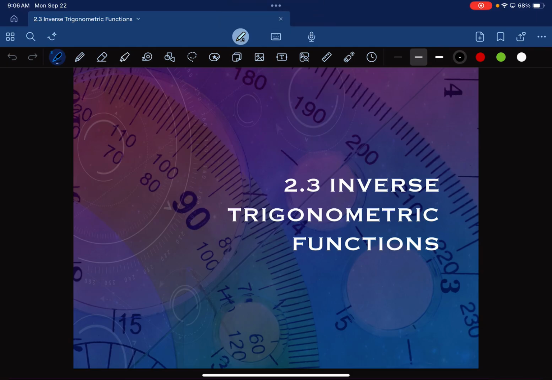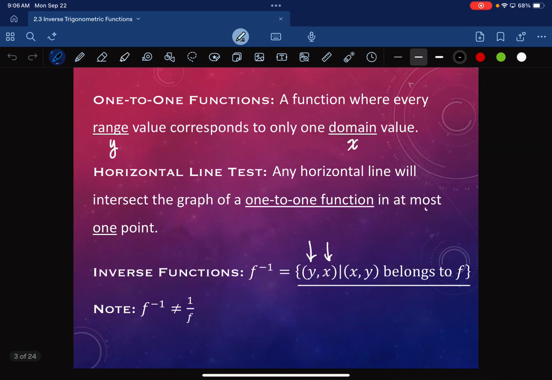2.3, inverse trigonometric functions. We're going to pick up where we left off last time, where we were taking a look at the inverse sine and inverse cosine. Let me just remind you of a couple of the things about the way those work. The first thing is that we have to have what are called one-to-one functions. One-to-one functions have to pass the horizontal line test, which means that it can't cross the graph in more than one location if I draw a horizontal line.